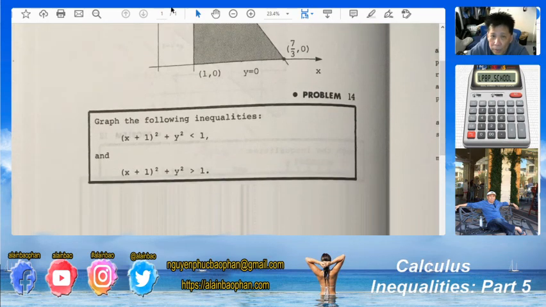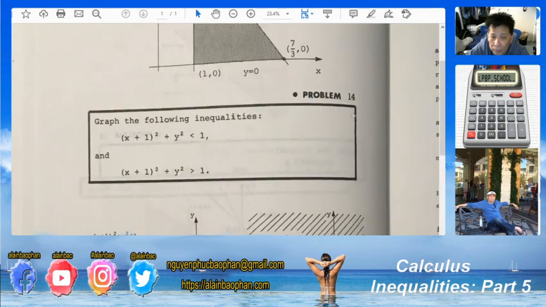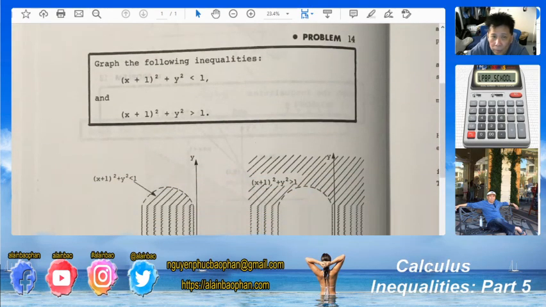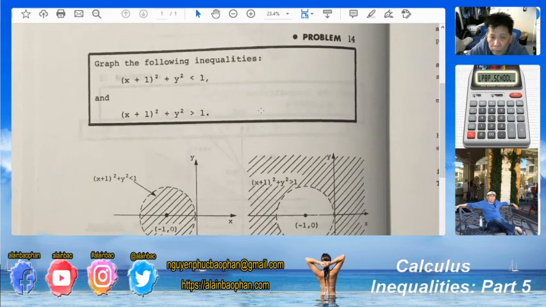Okay, so same thing, but now we have a different type of inequality. We graph the following inequalities: x square plus y square less than 1, and (x plus 1) square plus y square greater than 1.